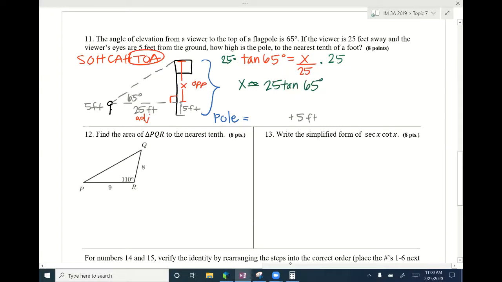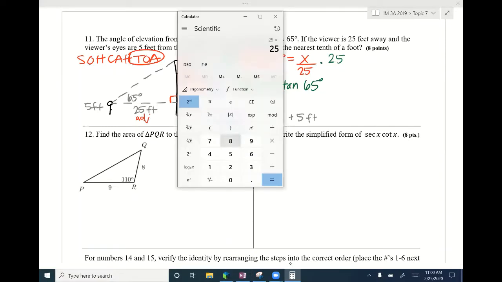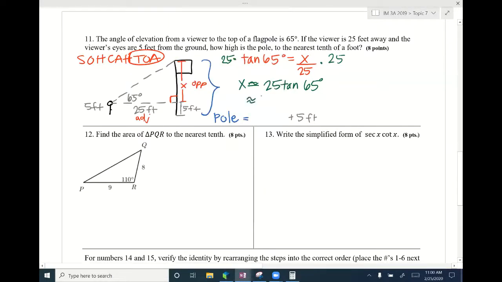So let's calculate that. So 25 times tangent of 65 is 53.6. So it's nearest tenth, so 1 decimal, 53.6. So that's that one portion of the pole. So I'm going to add 5 to that. So that means that my answer is 58.6 feet. Okay, so the pole is 58.6 feet above the ground.